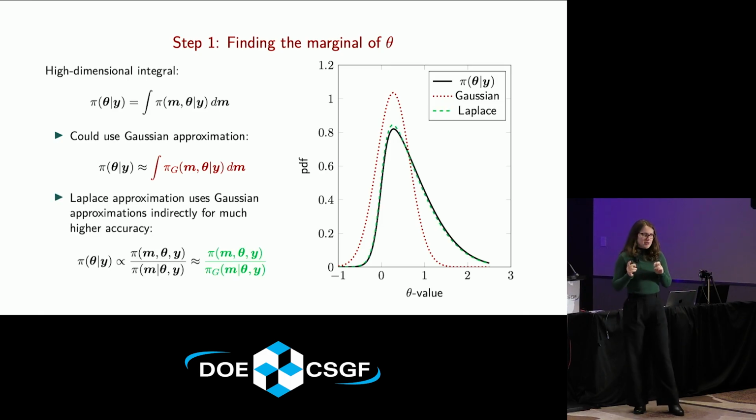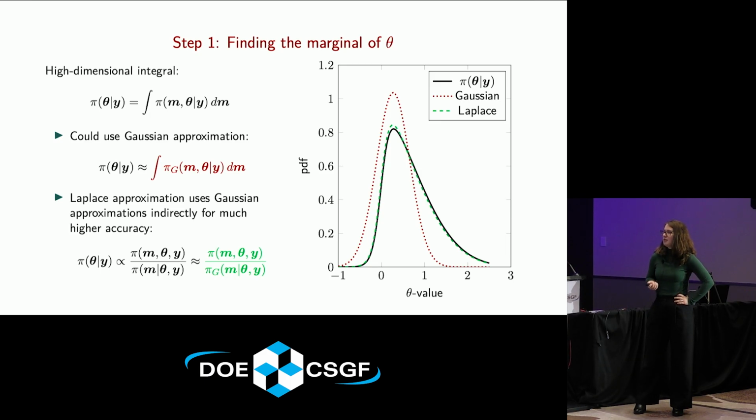So this is what's called the Laplace approximation, or depending on the literature, sometimes either of them can be called Laplace, but I'm going to choose to call this one the Laplace approximation. And the idea here is that I'm going to rewrite my marginal distribution of theta as this full joint of m, theta and y, so both parameters and the data, over the conditional probability of just m. And this is just using conditional probability rules. Then I'm going to take the denominator here and approximate that as Gaussian.